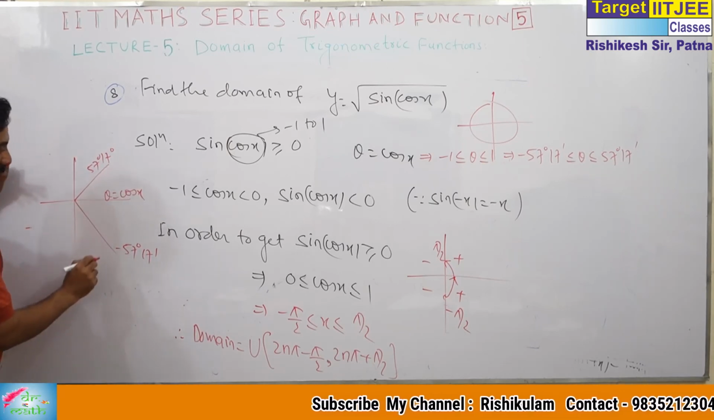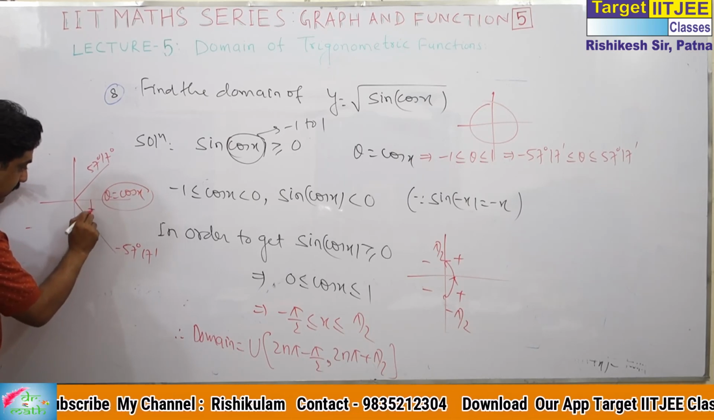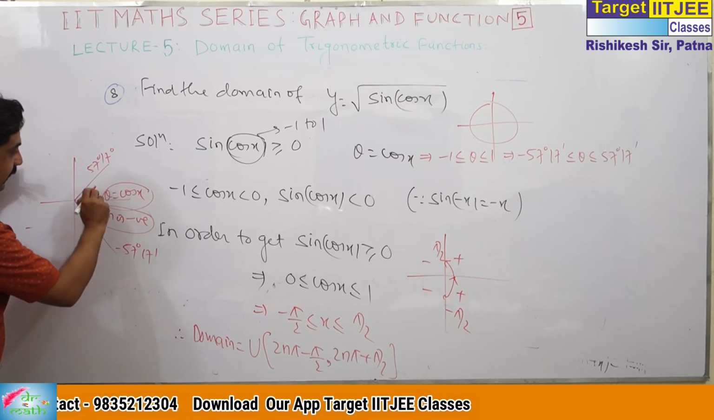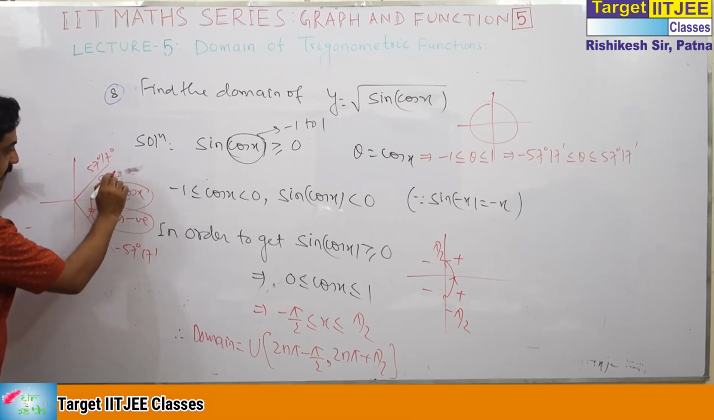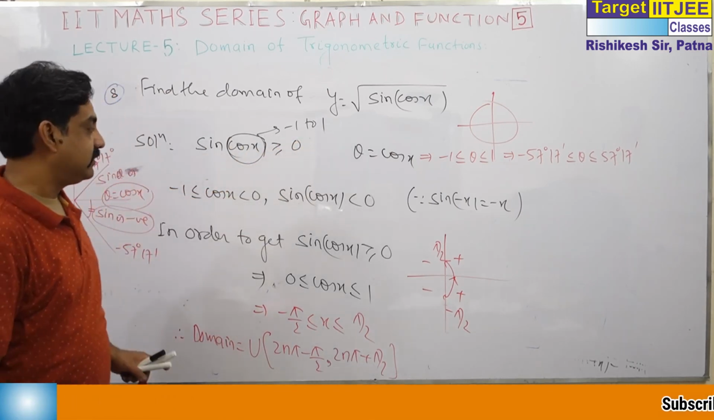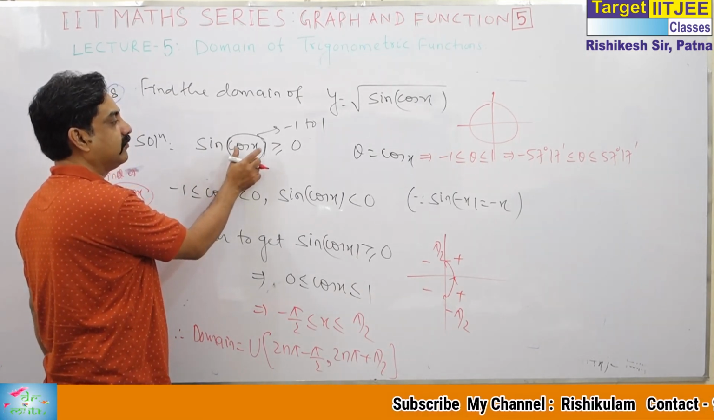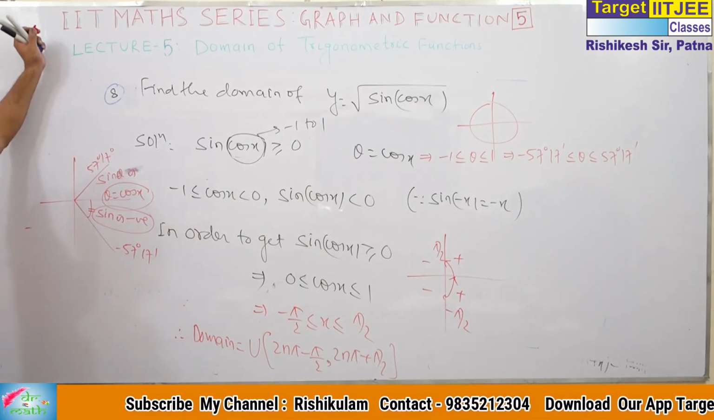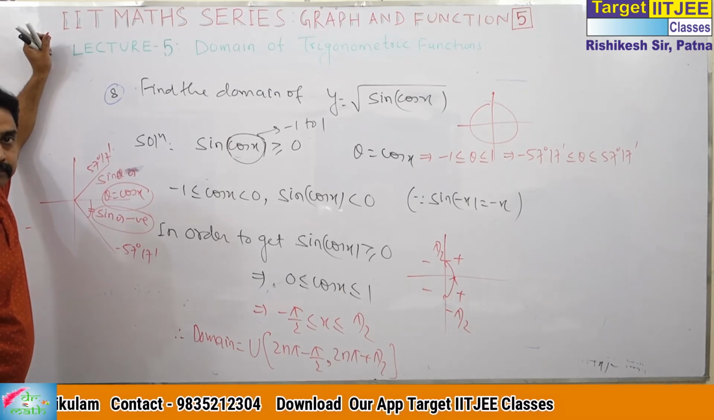At this value, theta is equal to cos x. Here sin x is negative, so we have neglected that. Sin theta is positive. This is actually minus 1 to 1, but when we change to degree, this is minus 57 degree 17 minute to 57 degree 17 minute, because 1 radian is approximately 57 degree 17 minute. Okay?